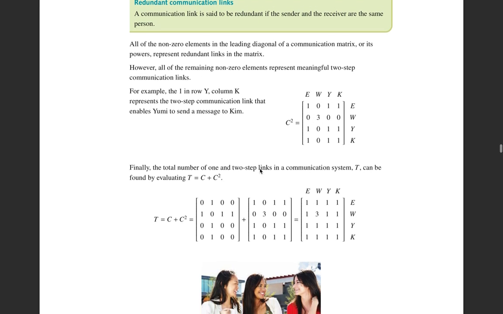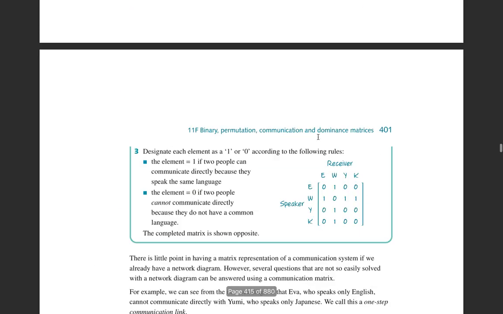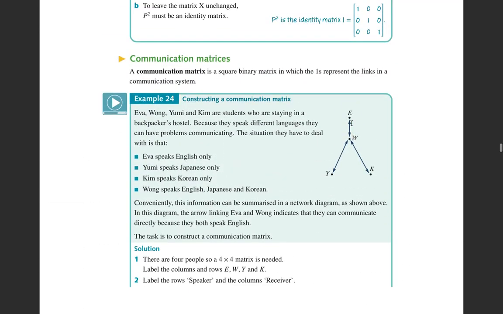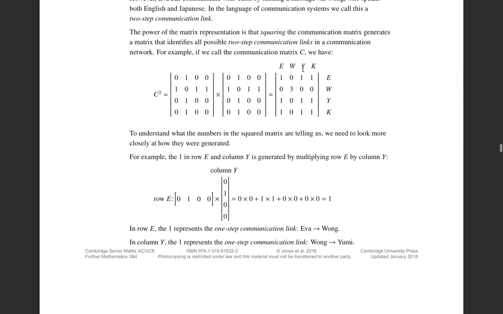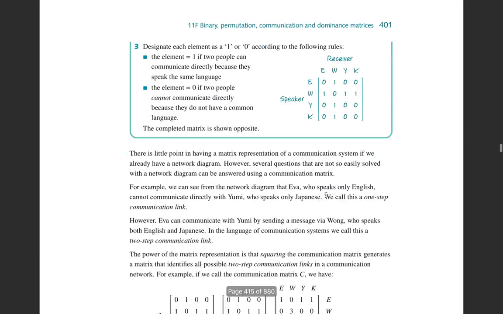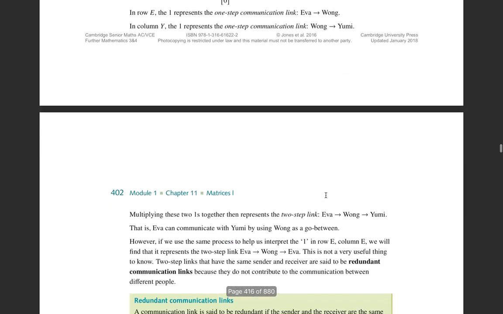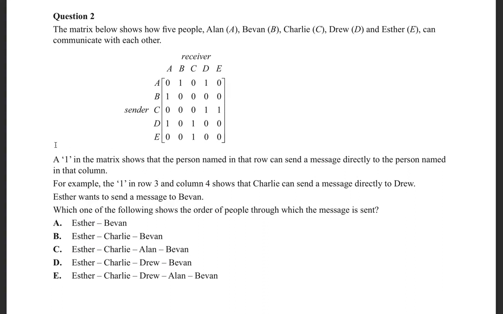And just like dominance matrices, we can find the total communication by looking at the combination of the one-step and two-step. This indicates all the different ways that people can communicate with each other. Remember, the leading diagonal is redundant, so W and E can communicate one way. If we look back at the network, W and E can communicate one way. That makes sense. Y and E can communicate one way, and that's through W. So that makes sense.